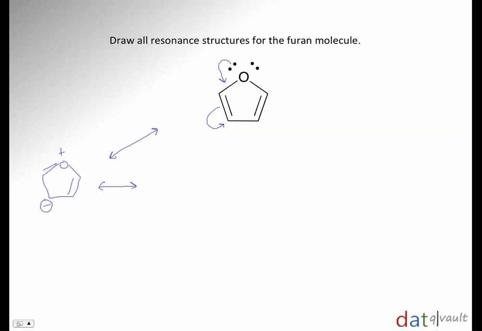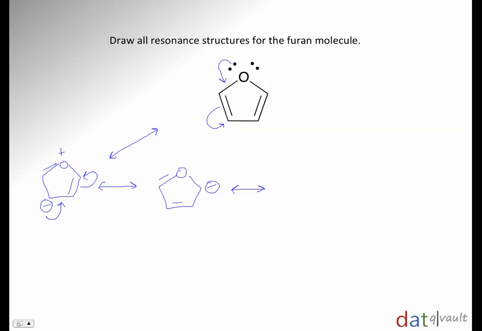We can draw another resonance structure by taking these electrons on this carbon, putting them into this carbon-carbon bond, and taking this double bond and putting 2 of the electrons onto this carbon. If we do this, we get this resonance structure.